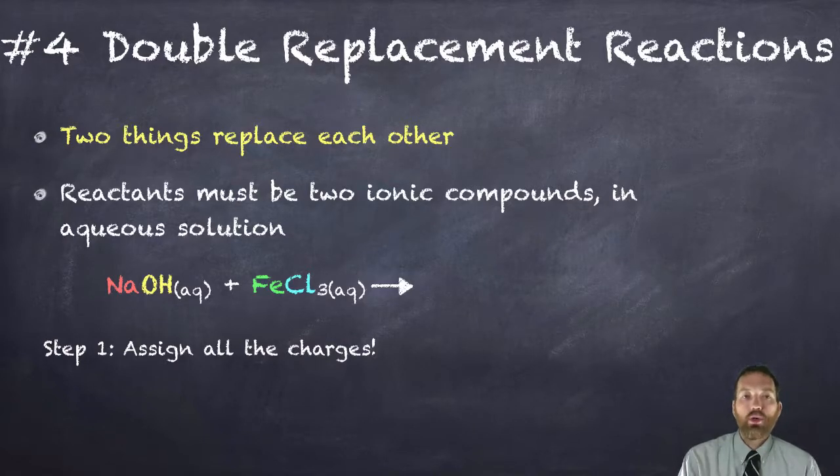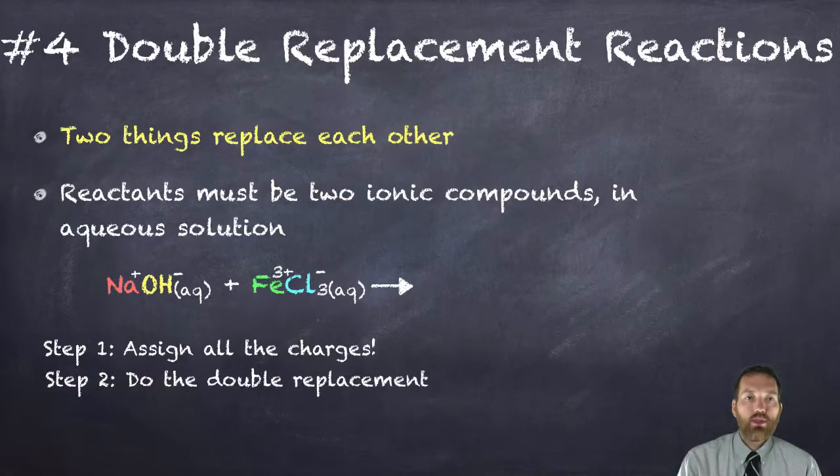So sodium's in group 1, so that's a +1 charge. Hydroxide is a polyatomic ion from table E, and it has a -1 charge. So those balance. That's why there's no subscripts there. Next, we have FeCl3. So the Fe can be a couple of different things, but because it's Cl3, Cl is -1, that means this Fe must be +3 to balance it out. So 3+ is balanced out by 3 -1s.